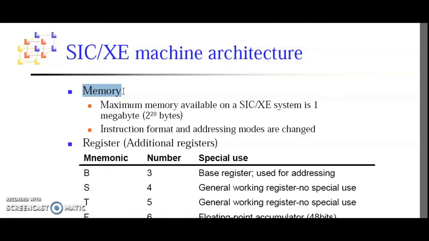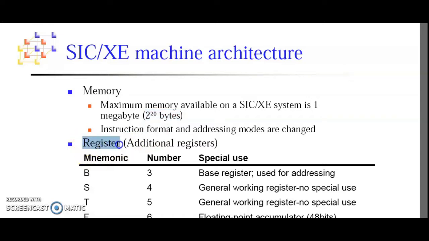In case of SIC Xe machine architecture, it will have a maximum memory size of 2 raised to 20 bytes, which is also equal to 1 megabyte, whereas in case of SIC, we had 2 raised to 15 bytes. Similarly, there is some change in the instruction formats and addressing modes in case of SIC Xe architecture.